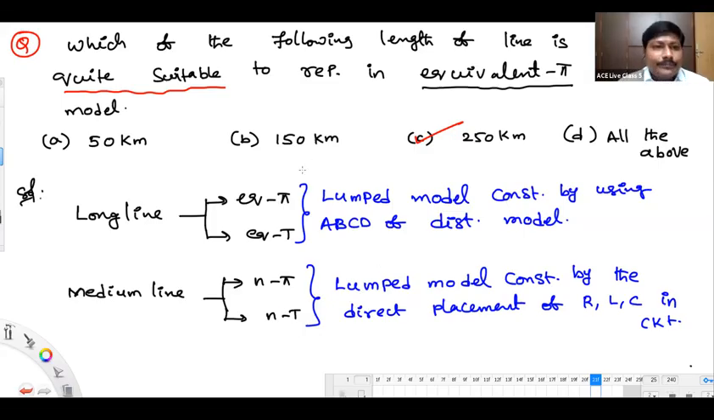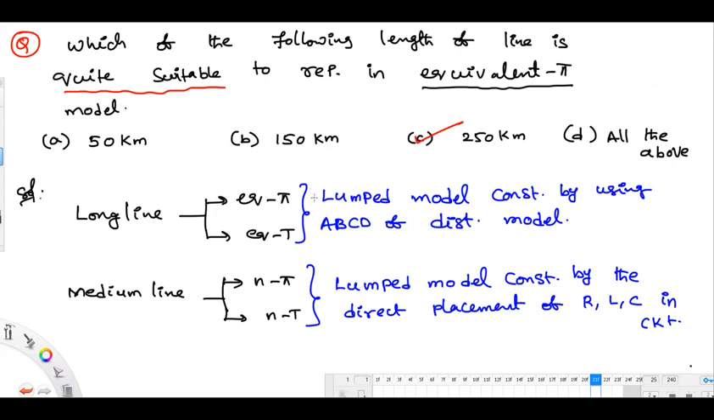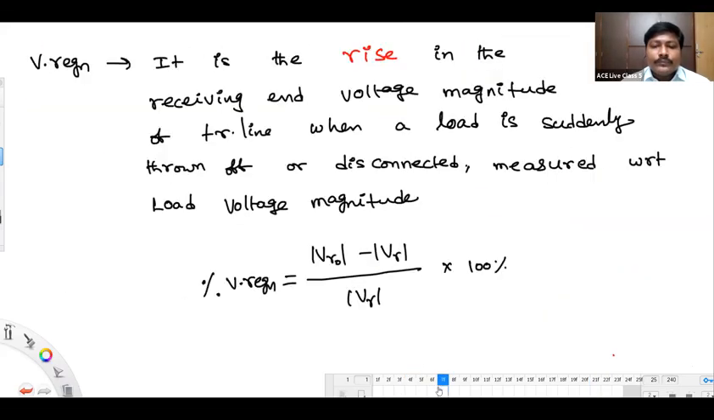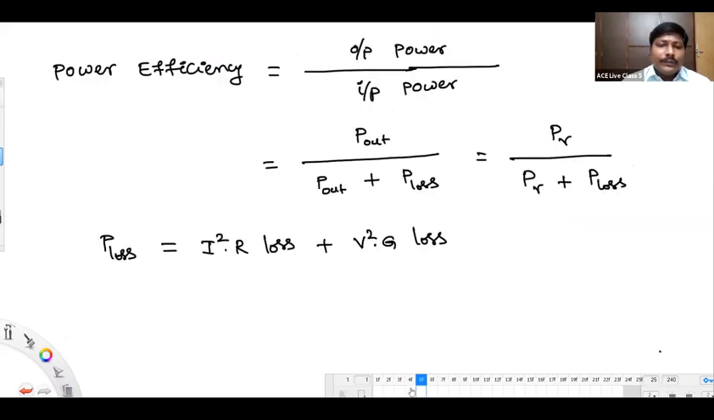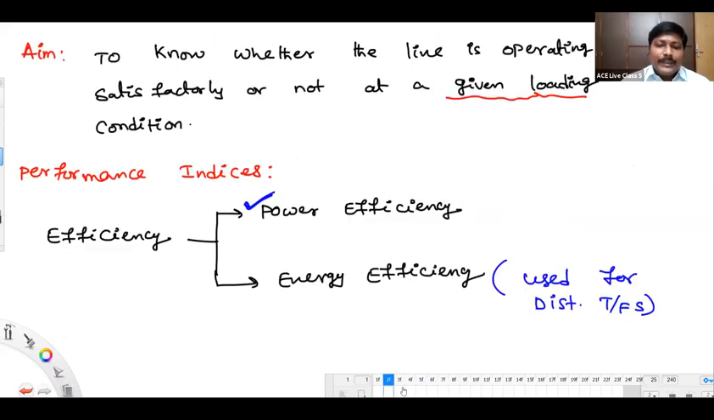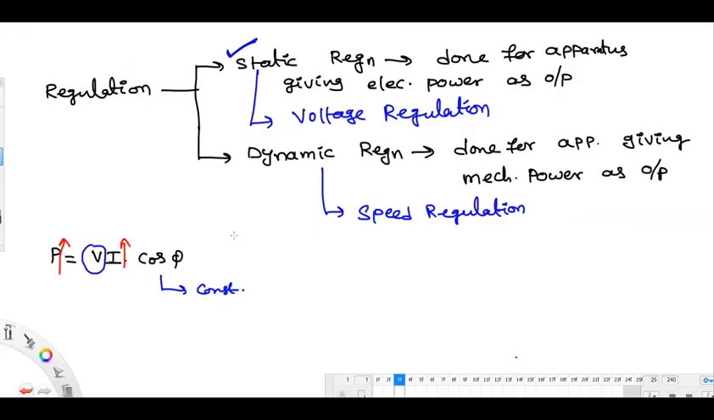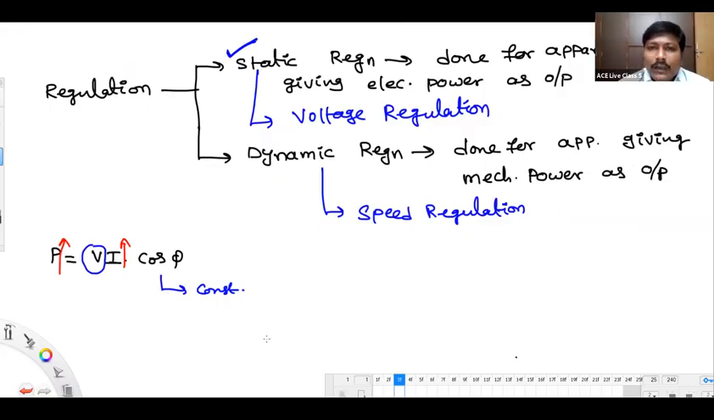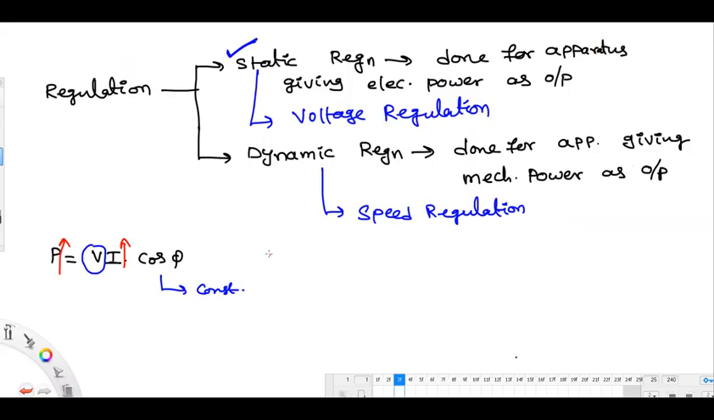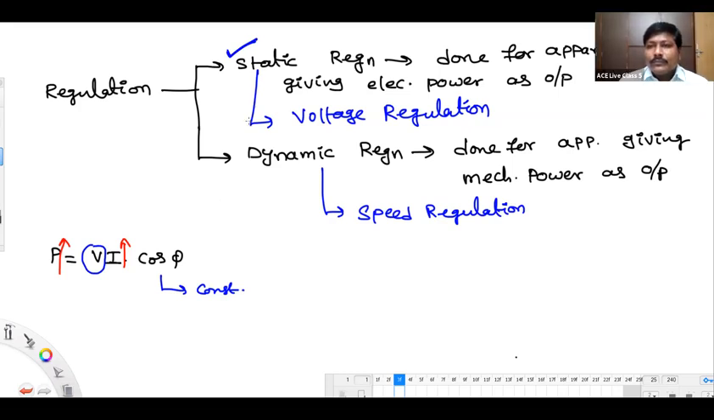Sir, you told that static regulation is called voltage regulation. I said that here. Because of the load variation, current is going to change. But how is the voltage? Almost constant. Even though you say almost the same, there is a change in the voltage, right? The change in the voltage is given by the term voltage regulation. Hence it is named voltage regulation.